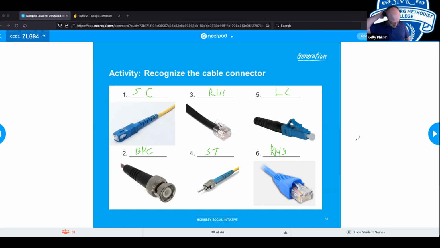Close. Getting some help in chat. Is it a coax? Not a coax. So what's the question again? What type of cable would it be?